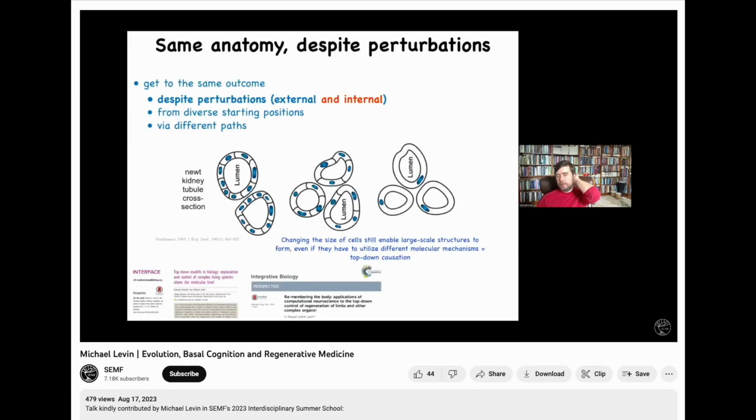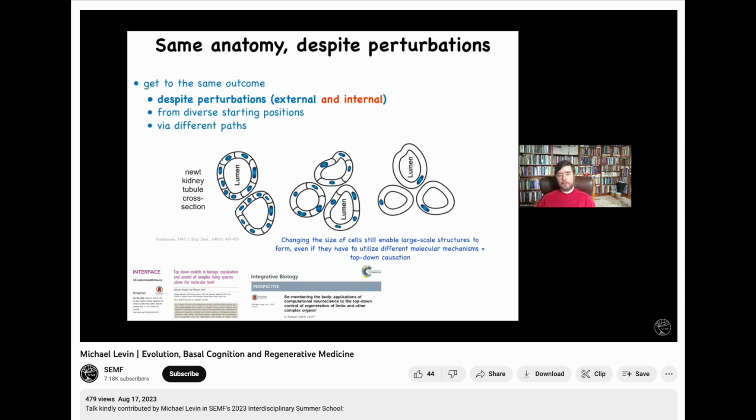Here's one of my maybe all-time favorite examples of morphogenetic problem solving. What you're looking at here is a cross section through a kidney tubule, and it has a space in the middle. And normally what happens is that 8 or 9 of these little cells get together and they work together and they build this tubule.